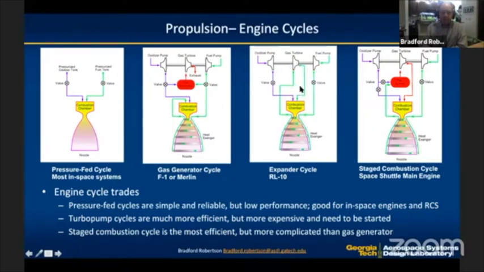So that's pretty efficient. And then, of course, the most efficient is the staged combustion cycle, where we essentially have a pre-burner where the output of the pre-burner goes and runs a gas turbine, similar to a gas generator, except that instead of dumping the exhaust overboard, that goes back into the combustion chamber and contributes to the overall thrust of the vehicle.